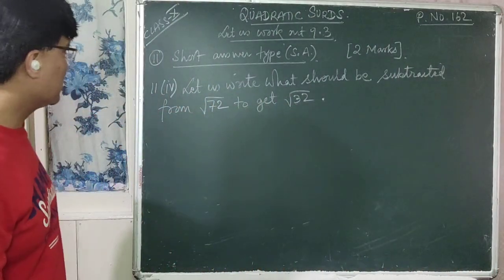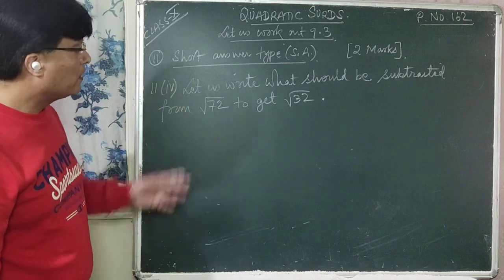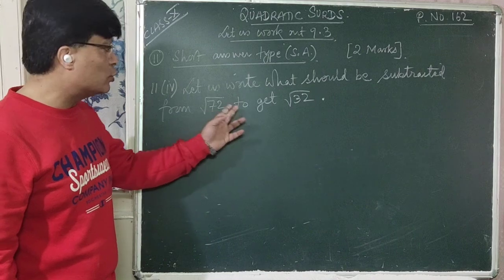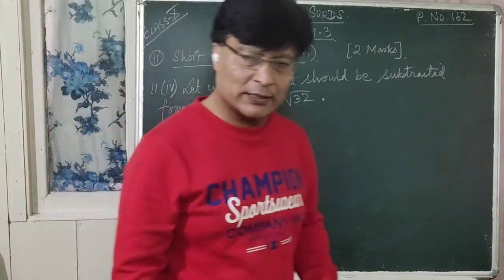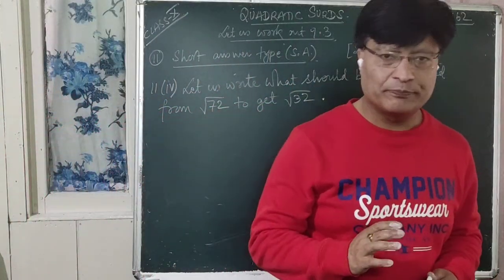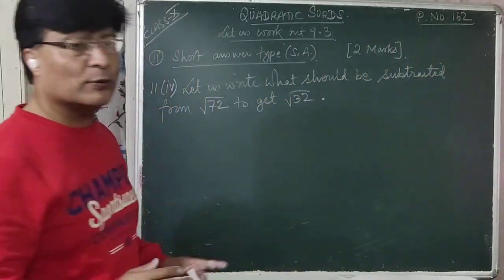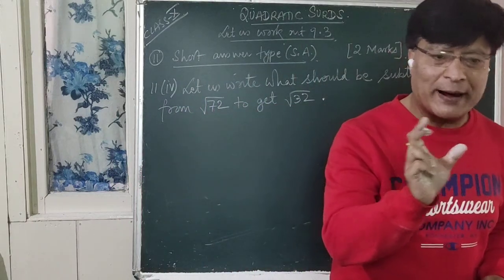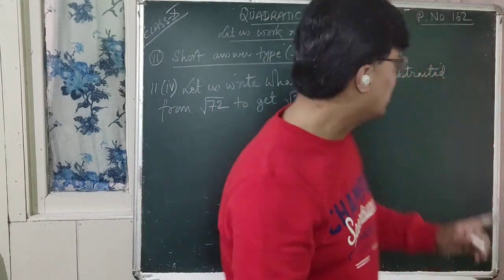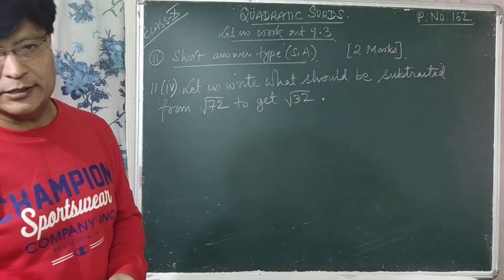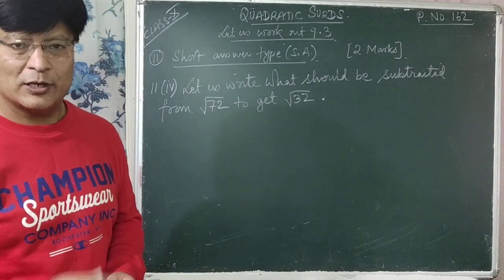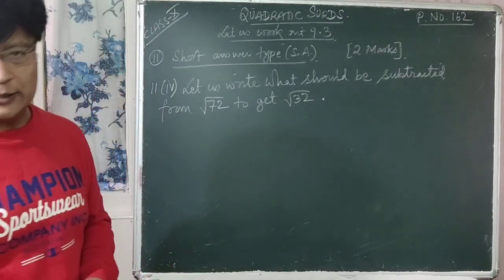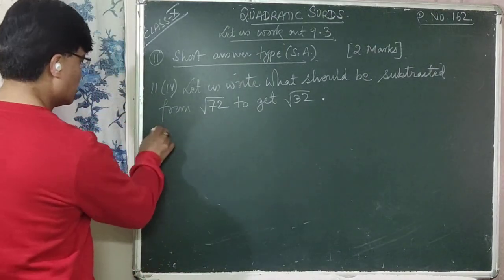Now let's do the next question, that is 11 number 4. Let us write: what should be subtracted from root over 72 to get root over 32? Root over 72 बाट कति घटाउँदा root over 32 आउँछ भनेर भन्दैछ. That is the question. Okay, so let's do the solution now.